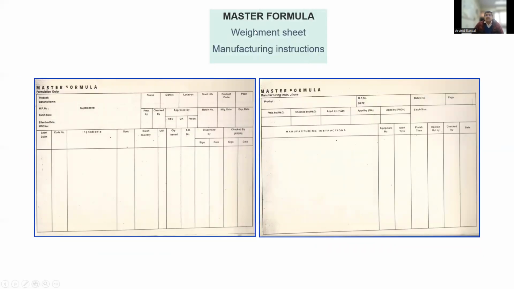These are the templates of the master formula consisting of payment sheet and manufacturing instructions. So this is the payment sheet and this is the manufacturing instructions. Payment sheet is also called as the formulation order.